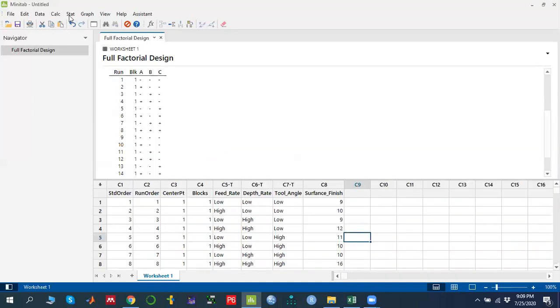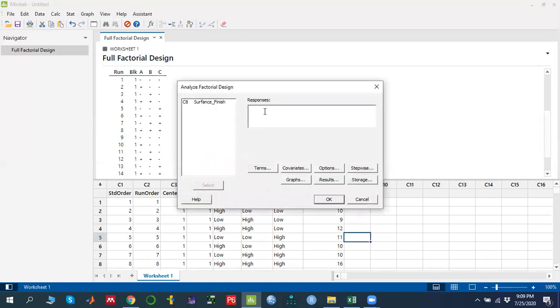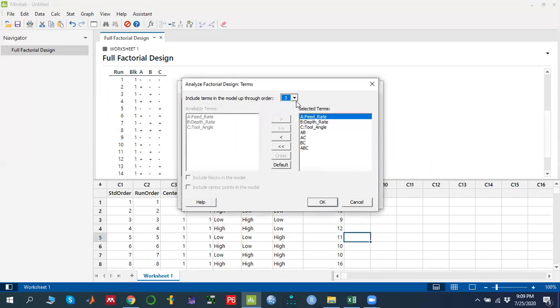So for analyzing, we will go to Stat, DOE, then Factorial, and again we are going to click on Analyze Factorial Design. So the response is surface finish terms. Okay, so this is very important. How many terms do you want to incorporate? Right now we have 3 factors, so that means 3 terms, and then there are interactions with 2 factors like AB, meaning feed rate and depth rate interaction, AC means feed rate and tool angle interaction, and so on. Similarly, we have ABC, that means feed rate, depth rate, and tool angle interaction.